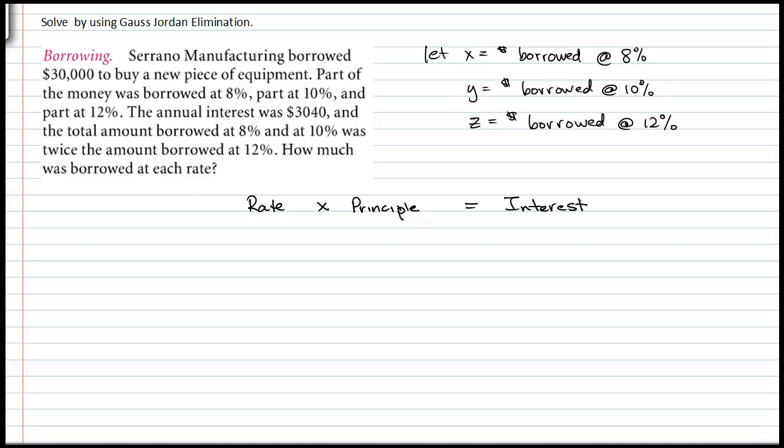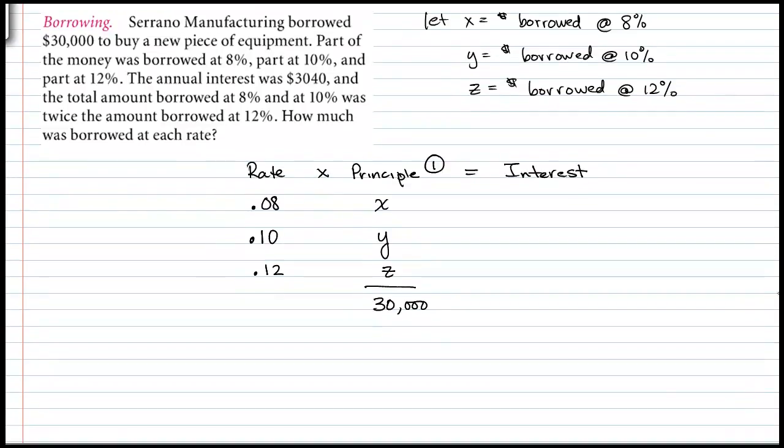We have to make sure the rates are written as decimals, so that gives me 0.08, 0.10, and 0.12. The principal borrowed at 8% is unknown, so we call that X. The principal borrowed at 10% is Y. The principal borrowed at 12% we labeled Z, but we do know that the total amount borrowed was $30,000. So that's going to be equation 1: X plus Y plus Z is equal to 30,000.